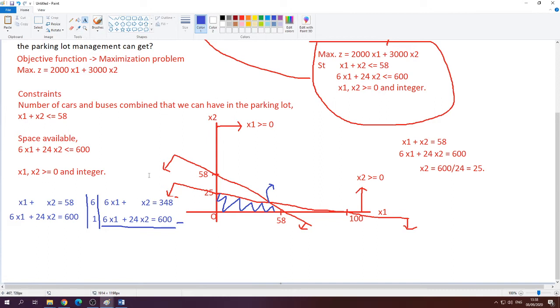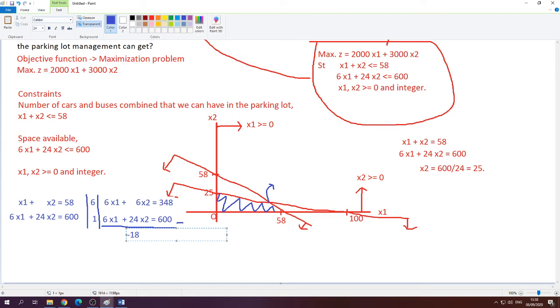Sorry, I think I missed something. I missed the number 6 over here. So 6x1, 6x1, they are gone. 6x2 minus 24x2, then we're going to have minus 18x2, and 348 minus 600, and that will be minus 252. Therefore x2 is minus 252 divided by minus 18, then we're going to have x2 equal 14.